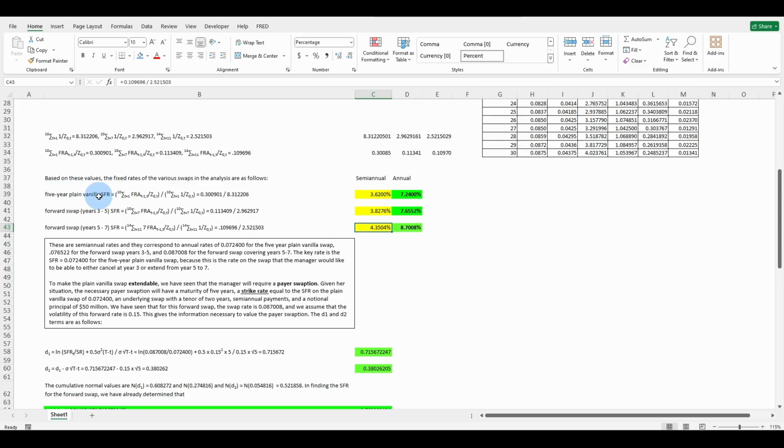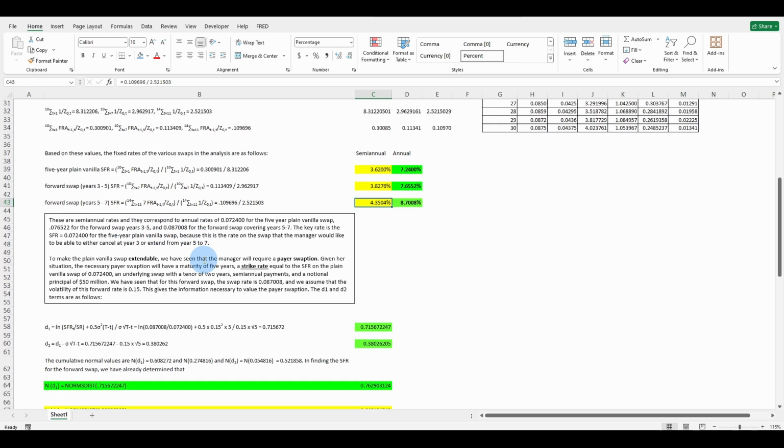Notice the 5-year plain vanilla SFR, that's what we computed. It is the number for the 5-year plain vanilla swap, because this is the rate on the swap that the manager would like to be able to either cancel at year 3 or extend from year 5 to 7.